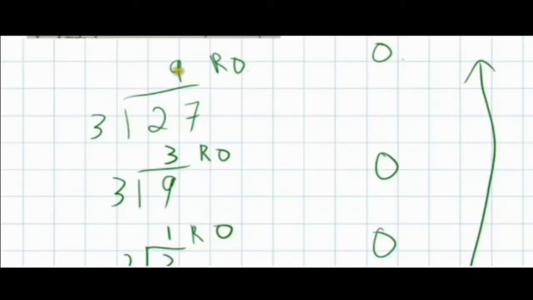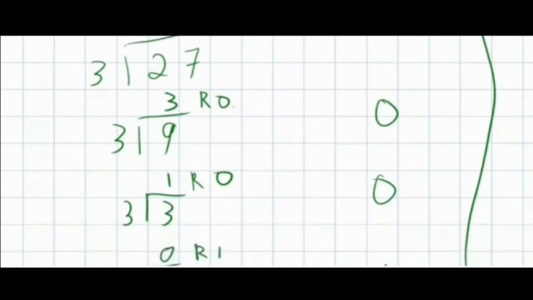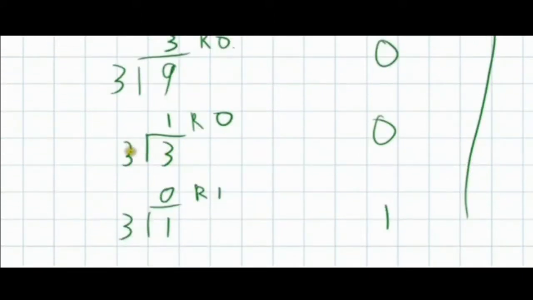So starting off, we take 27 divided by 3, which is 9, so we get a remainder of 0, and we write down 0 over here. Then we take that answer that we got, which is 9, and divide it by 3, which is 3. We have a remainder of 0, and we write that over here.